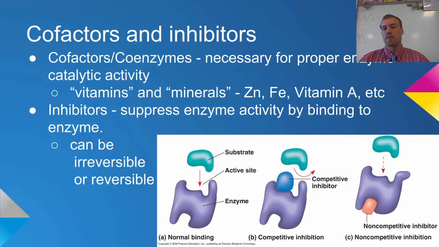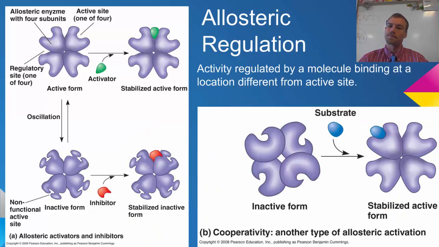We can also have inhibitors. Inhibitors actually suppress enzyme activity, and they do so by binding. And they can either do that as a competitive inhibitor, where they bind to the active site, or they can be a non-competitive inhibitor where they will bind on another portion of the enzyme, but by binding to that other spot, they change the shape of the enzyme so that the substrate cannot bind. These can be either irreversible or reversible inhibitors, and so that allows you to have levels of control over how the reaction is going to occur.